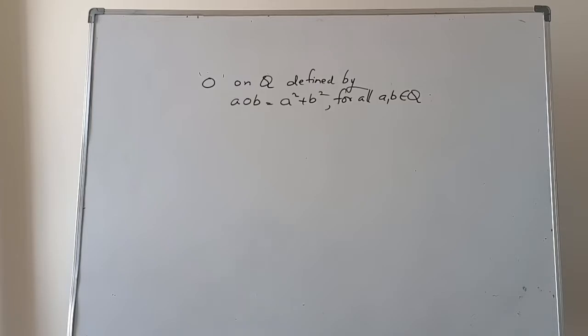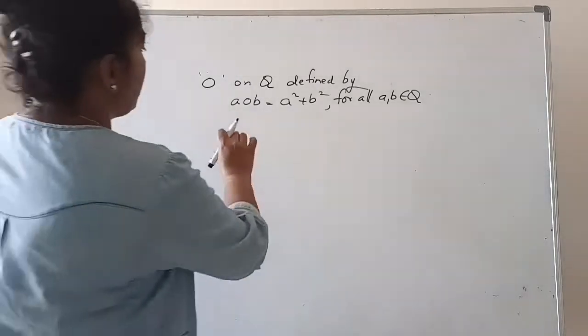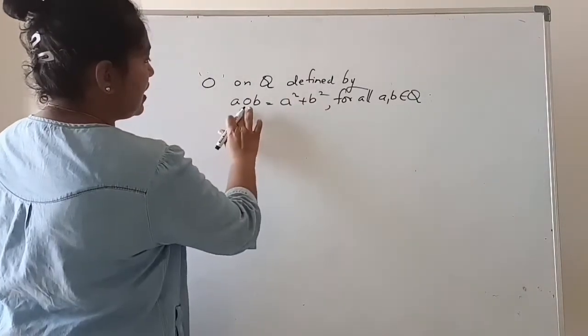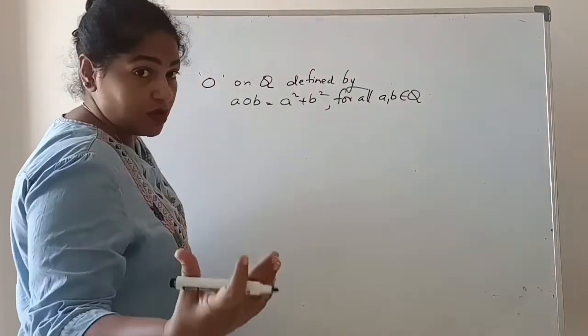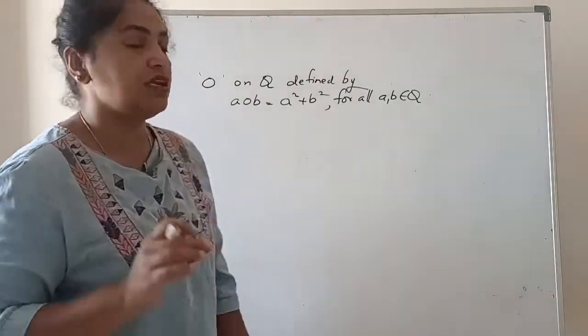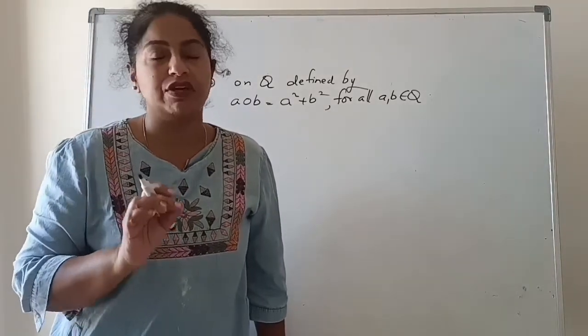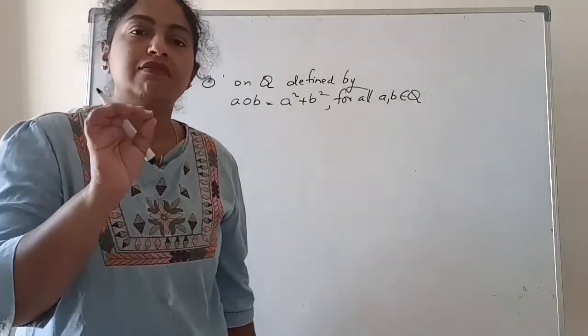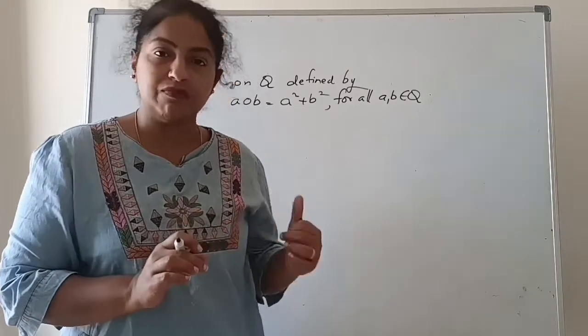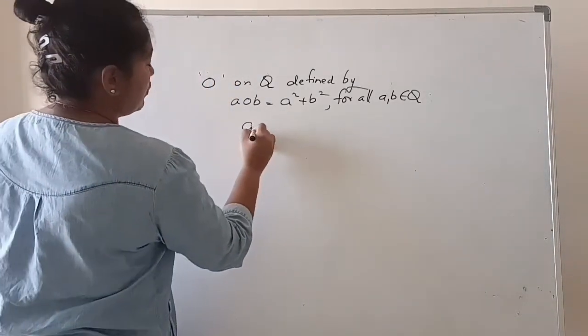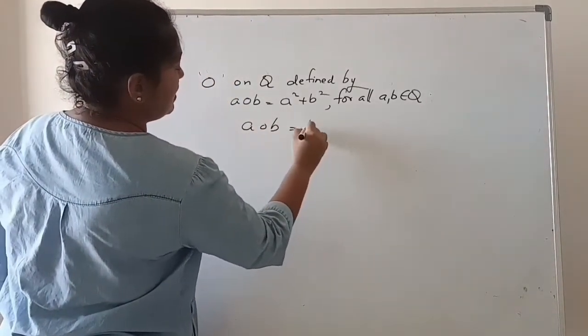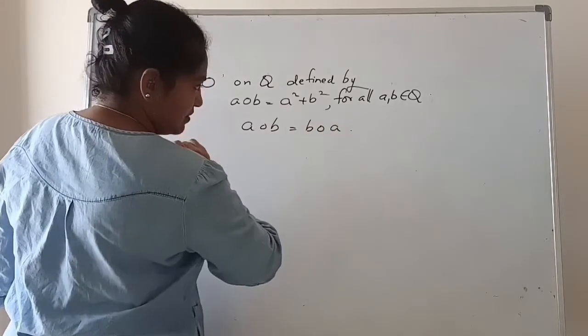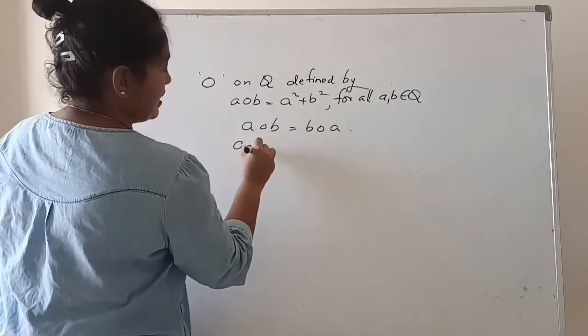Q means set of rational numbers. So our binary operation is given as A binary B is equal to A square plus B square. I need to examine if this is commutative and if it is associative. Let us first check the commutativity of this binary operation. Now, for commutativity, A binary B has to be equal to B binary A. This is a condition. So, what is A binary B?